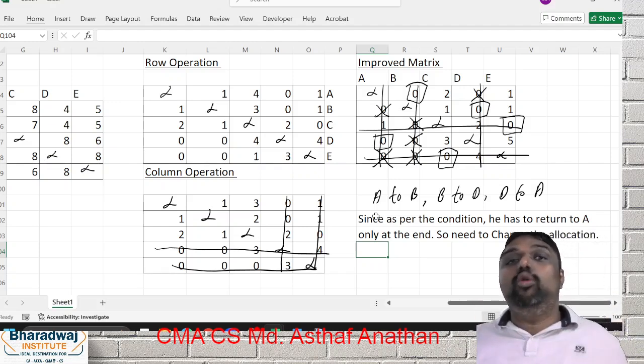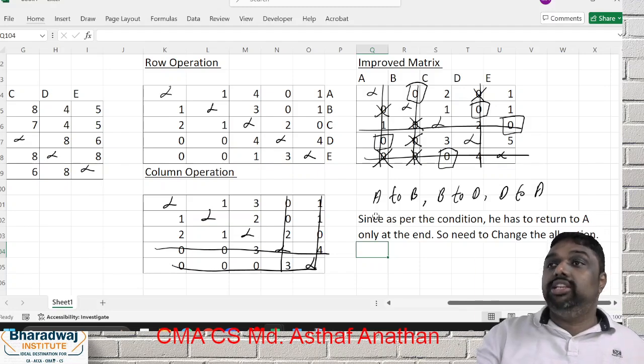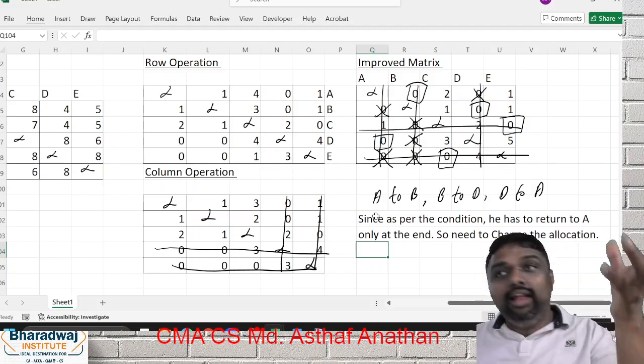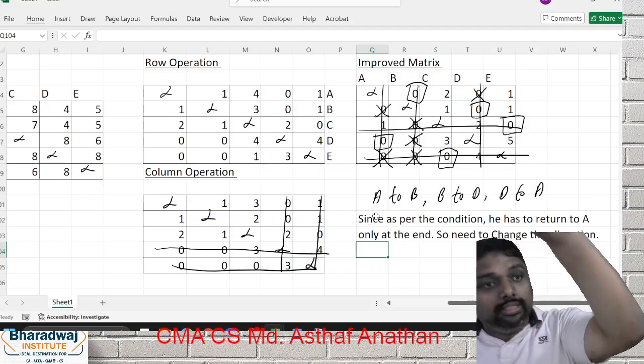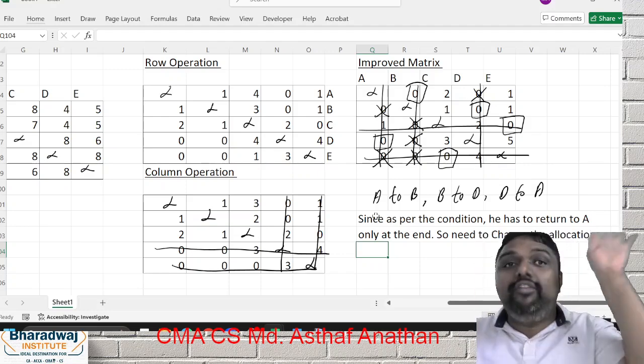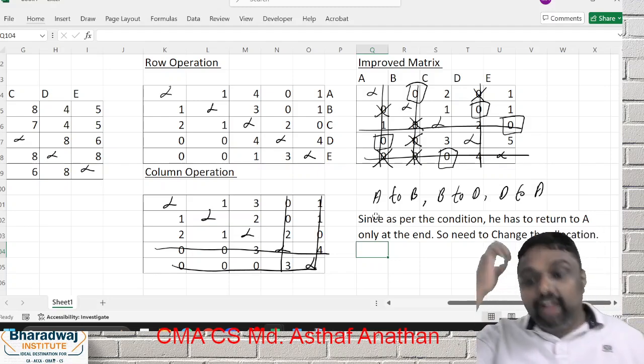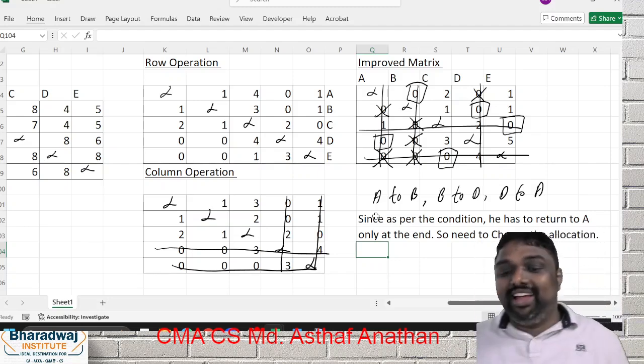Generally, in a normal question at graduation level, in this allocation itself, there is no problem. How will it come now? A to B, B to C, C to D, then D to E, then E to A. That means there is no confusion like this. But here we have a confusion. Since we have a confusion, we are going to change that.